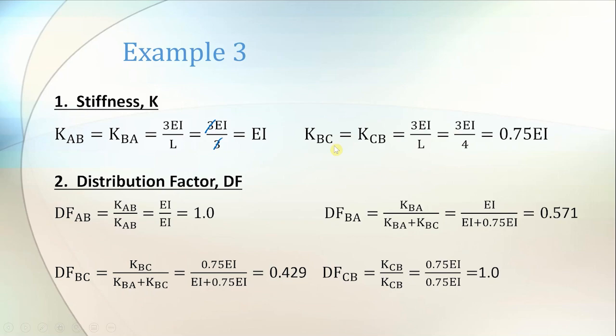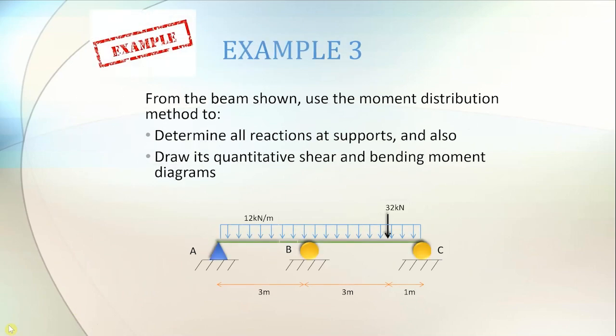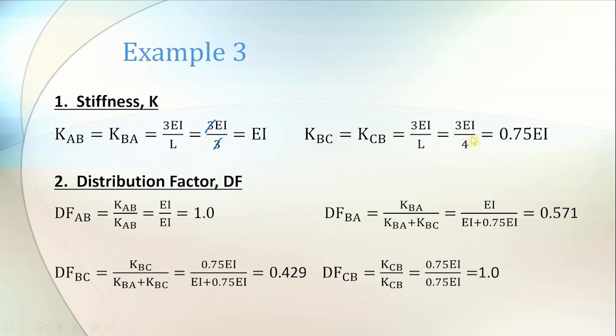For KBC, it must also be equal to KCB. Okay. 3I over L again because this is far end, there is roller support. So when it is roller support, it is 3I over L. And the length of the beam is 4 meter. You just divide with this and you will get 0.75 EI.